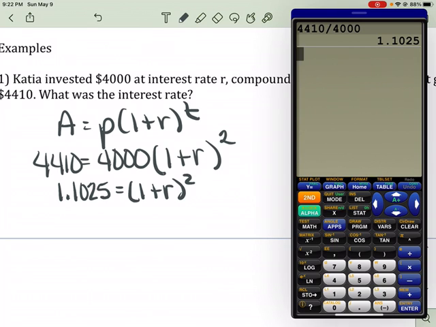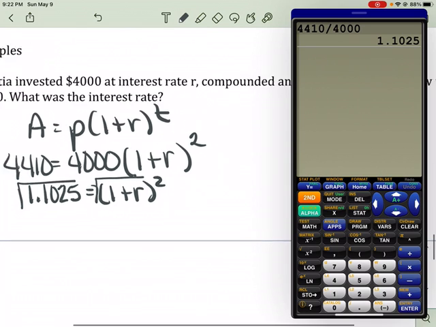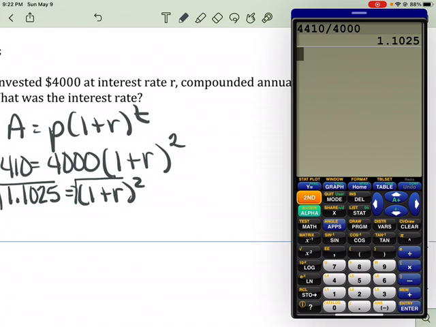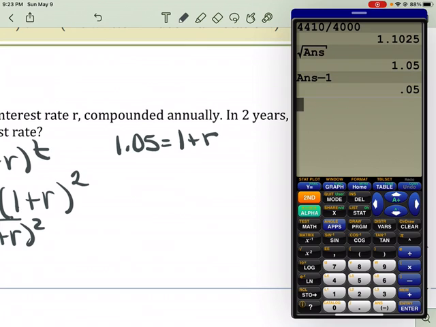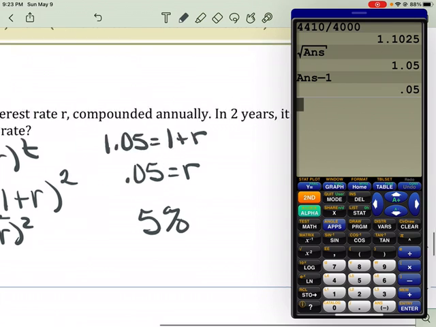Now we're going to square root, and we need our calculators for this, to square root that number. We get 1.05 equals 1 plus r. Subtract 1: 0.05 is equal to r. And we can change that to a percent, so 5% is the rate.